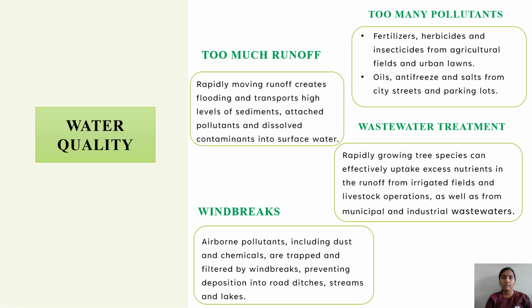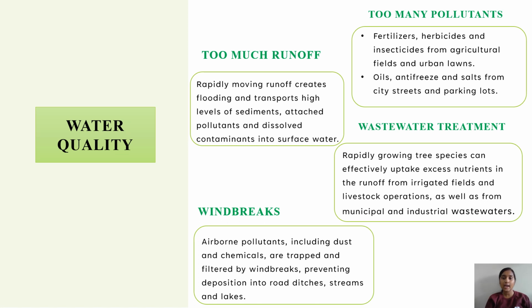Water quality. First one is too much runoff. Rapidly moving runoff creates flooding and transports high levels of sediments, attached pollutants, and dissolved contaminants into surface water. Too many pollutants: fertilizers, herbicides, and insecticides from agricultural fields and urban lawns; oils, antifreeze, and salts from city streets and parking lots.